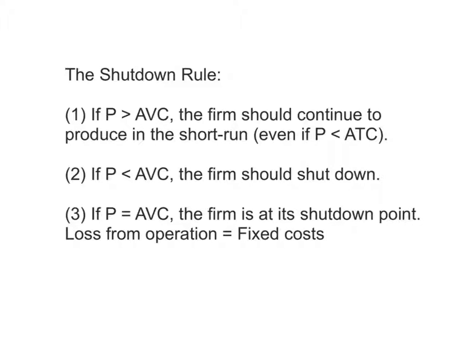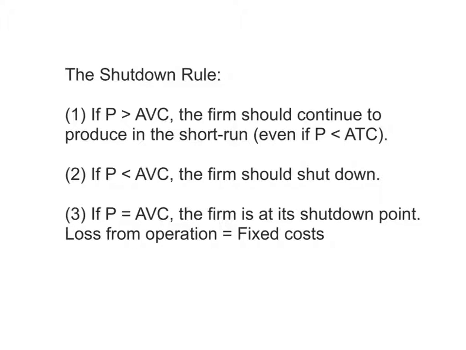The shutdown rule can be thought of as 3 parts. As long as price is greater than average variable cost, the firm should continue to produce in the short run, even if they are earning a loss, even if price is less than average total cost. If price is less than average variable cost, the firm should shut down. They're going to lose money, but the losses are less by shutting down than if they continue to operate.